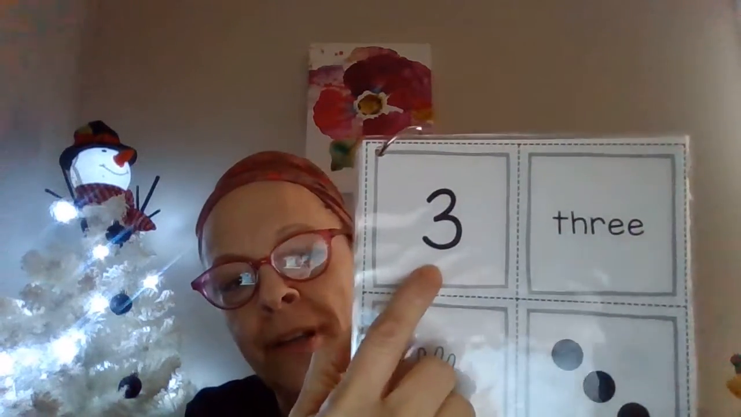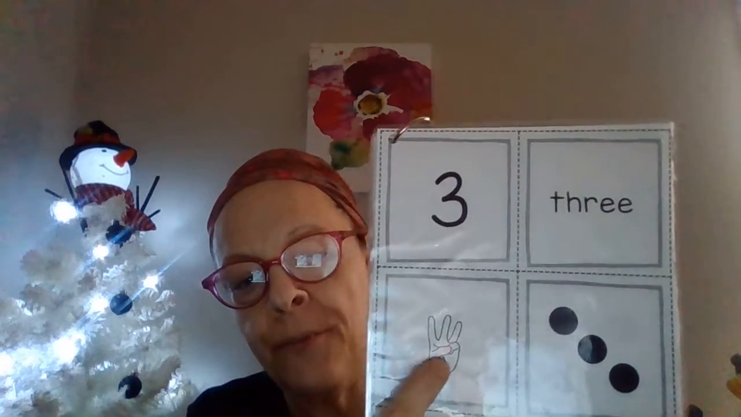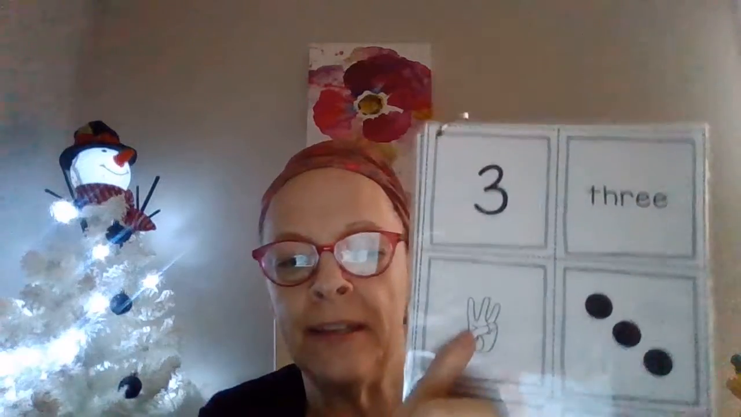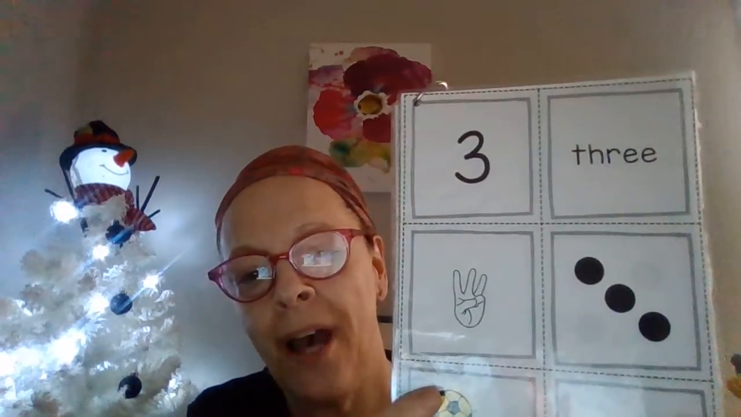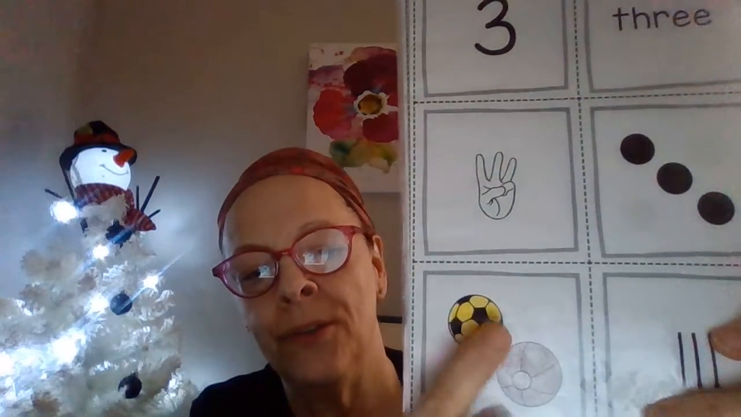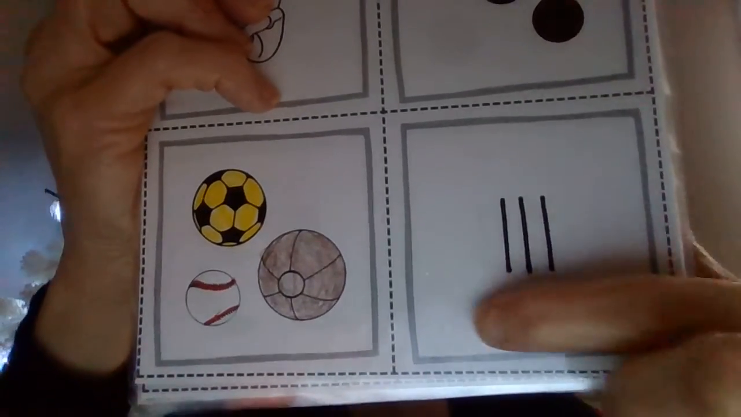Then we had the number 3. That's the number 3. That's how you spell it, T-H-R-E-E. Now we're going to have 3 fingers up. 1, 2, 3. And I'm holding my pinky down, just like this picture is. 1, 2, 3. 3 dots. 1, 2, 3. 3 balls. And 1, 2, 3. 3 tally marks.